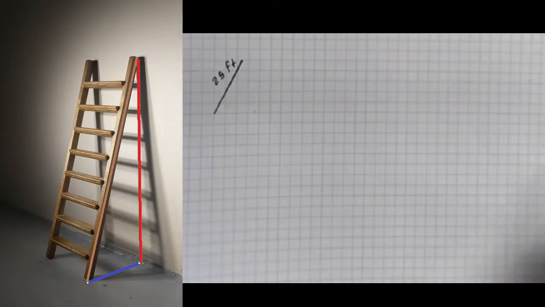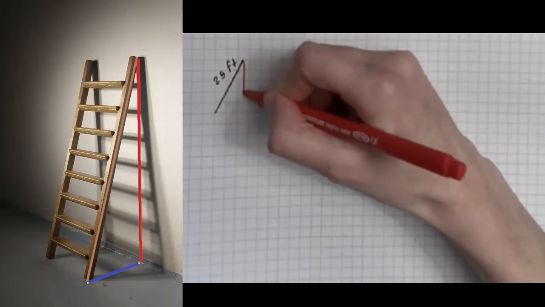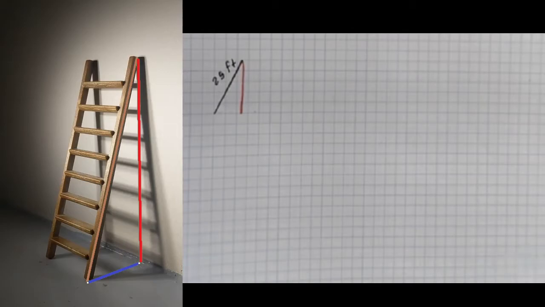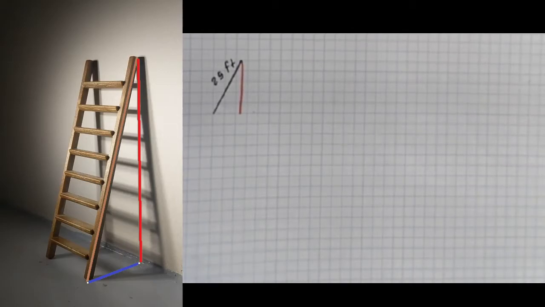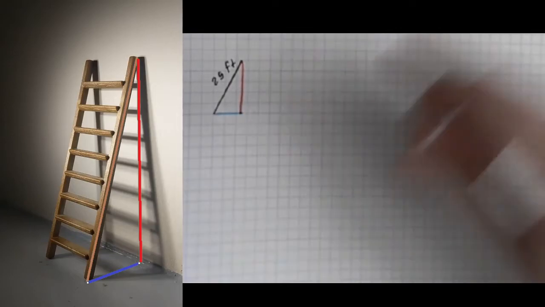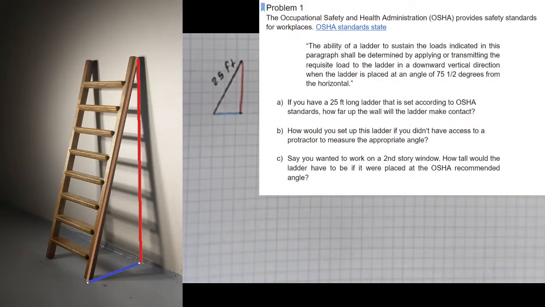Okay, so over here on the paper, you can mark this out, which represents the wall, which we want to figure out, the red. And then over here, the blue is the distance of the ladder from the wall. Now, if we pull up OSHA standards again, it says that it has to be placed at 75.5 degrees from the horizontal. So we know that that is referring to this angle here.